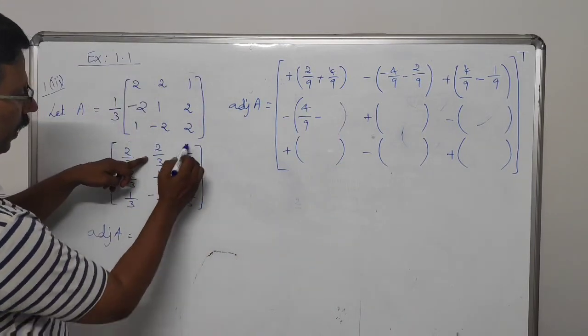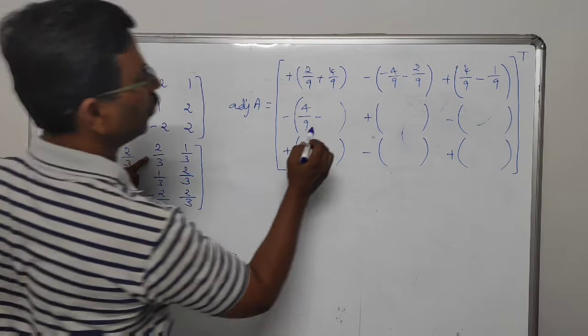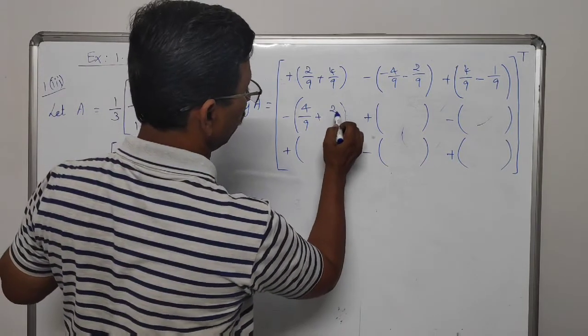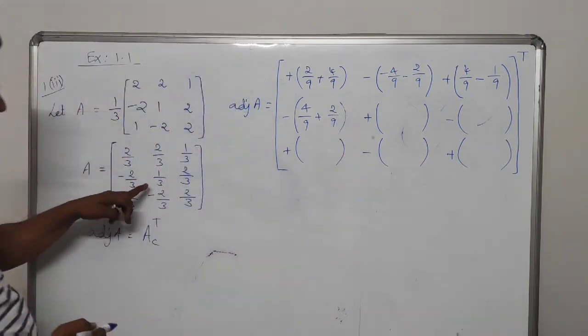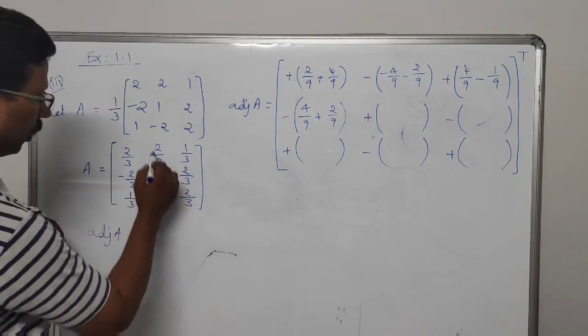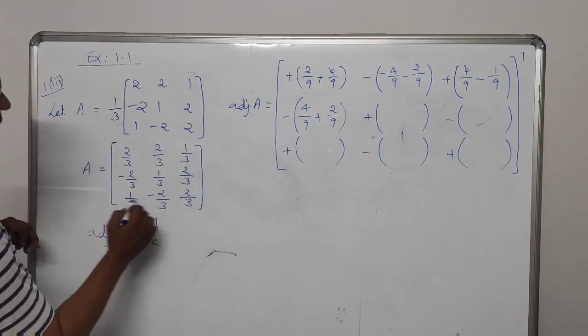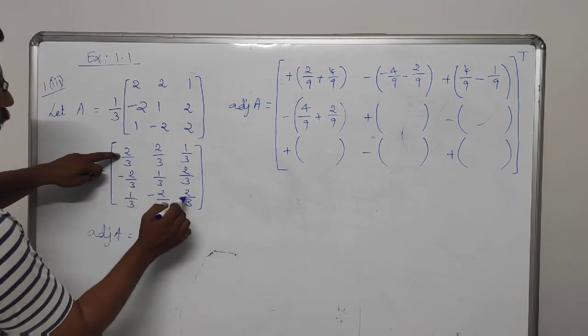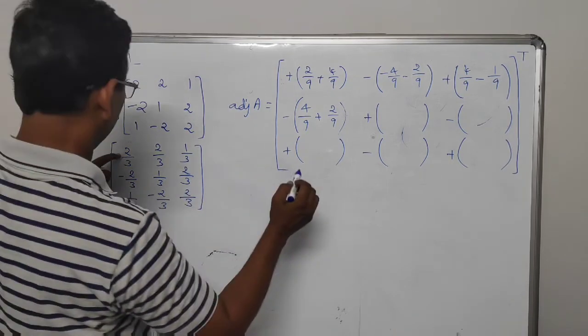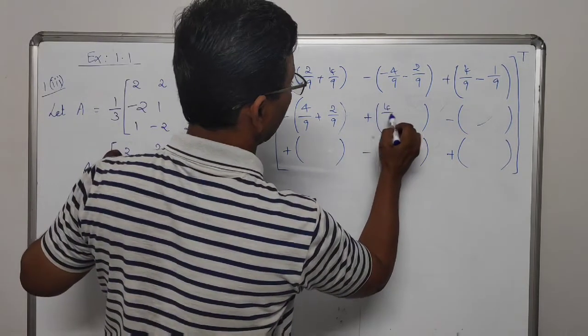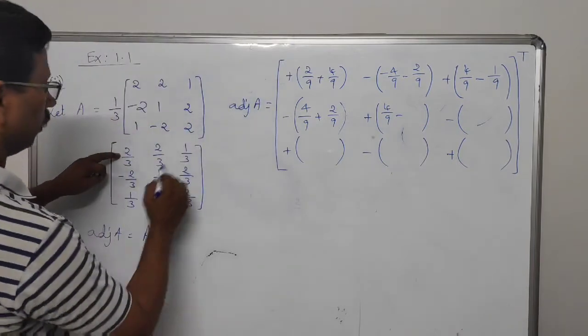Of this one, minus 2 by 9. Minus of minus 1 gives a plus 2 by 9. Now we can find for this one: you leave this column, and we can get these common elements. 2 2s are 4 by 9. This will be 4 by 9. Then minus 1 by 9.